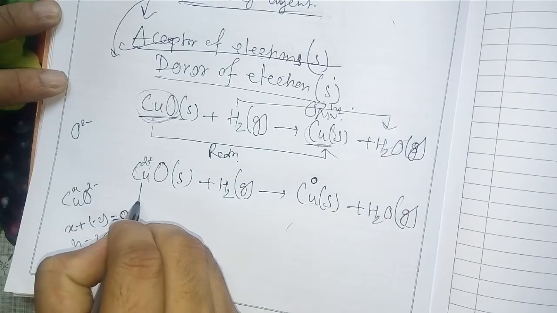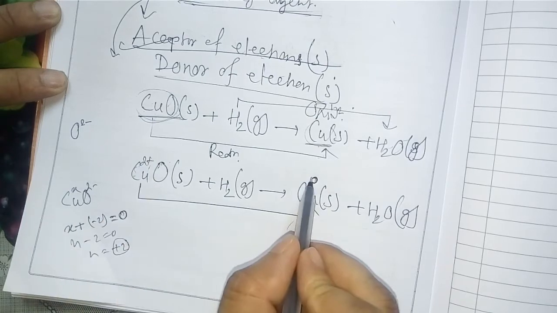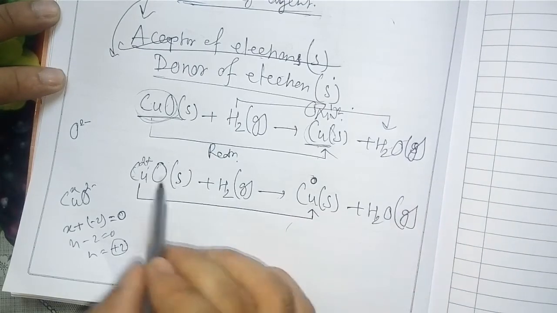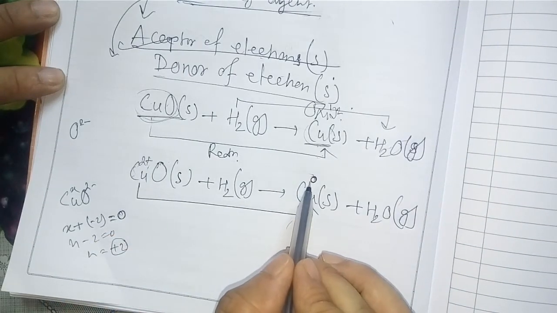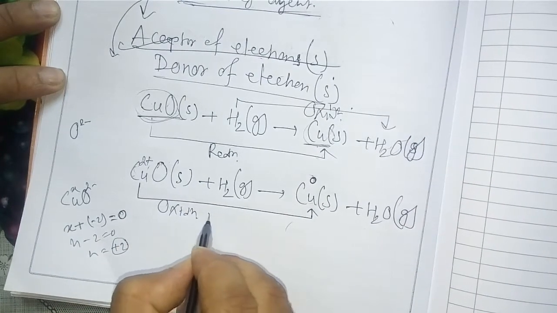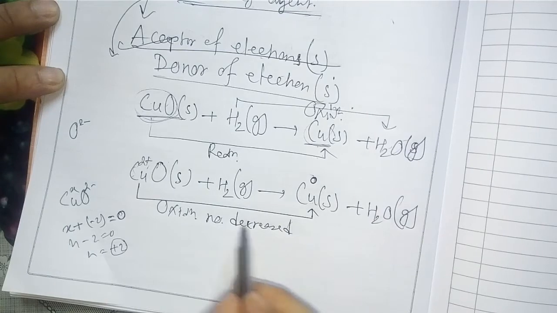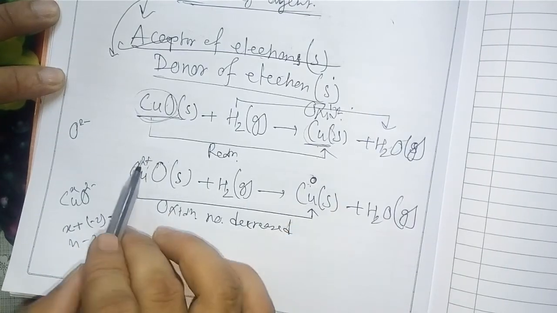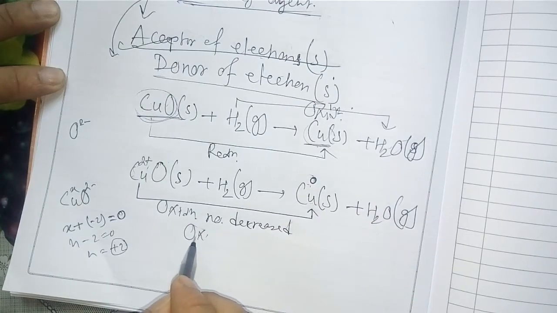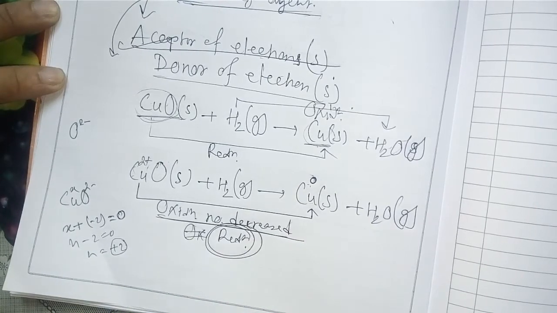So here, this copper goes to this copper: oxidation number plus 2 to 0. Is this oxidation or reduction? Plus 2 to 0 means the oxidation number decreases, by 2 electrons. The oxidation number decreases, so this one is reduction. If the oxidation number decreases, that means this is reduction.